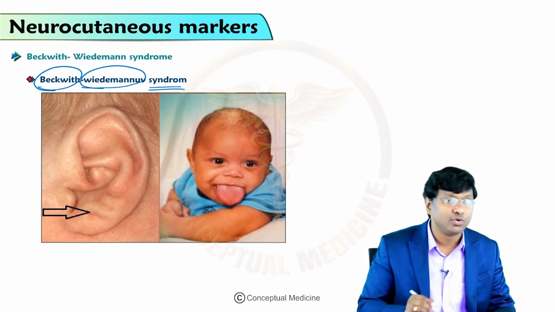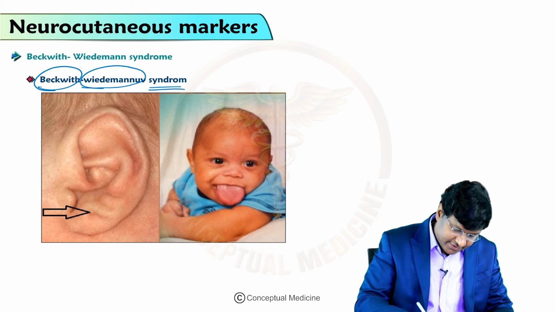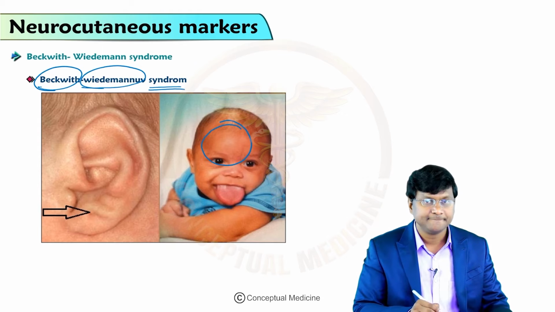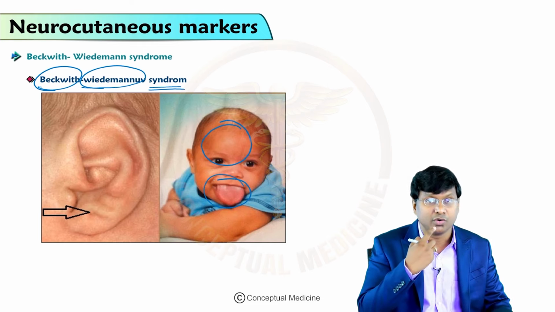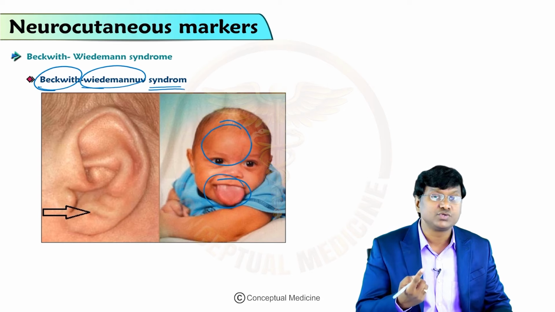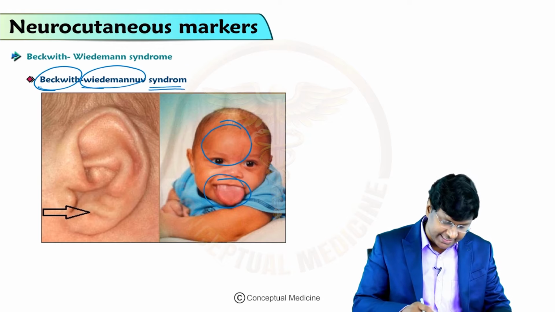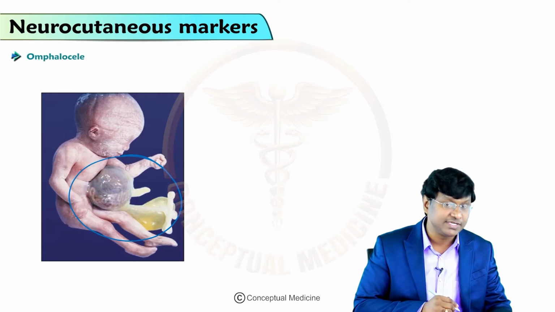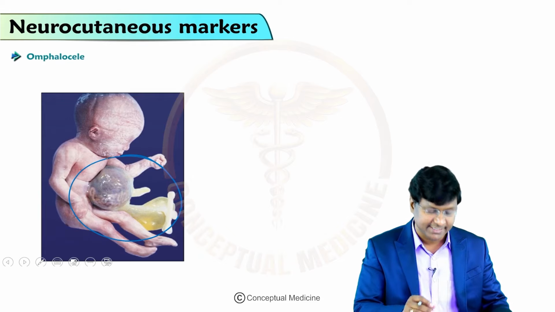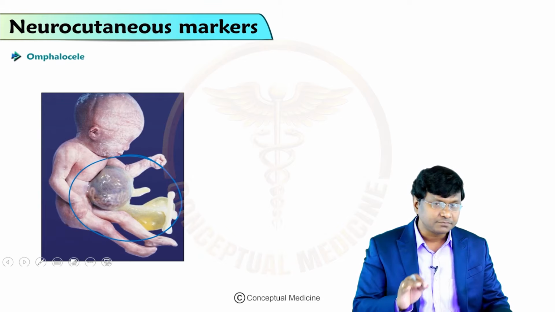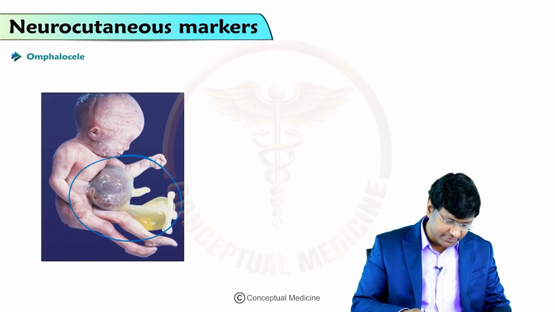And one more differential diagnosis for your port wine stain will be Beckwith-Wiedemann syndrome. In Beckwith-Wiedemann syndrome, it consists of the facial port wine stain, and there will also be macroglossia, omphalocele and visceral hyperplasia, right? Omphalocele as well as visceral hyperplasia. So this will be your Beckwith-Wiedemann syndrome.